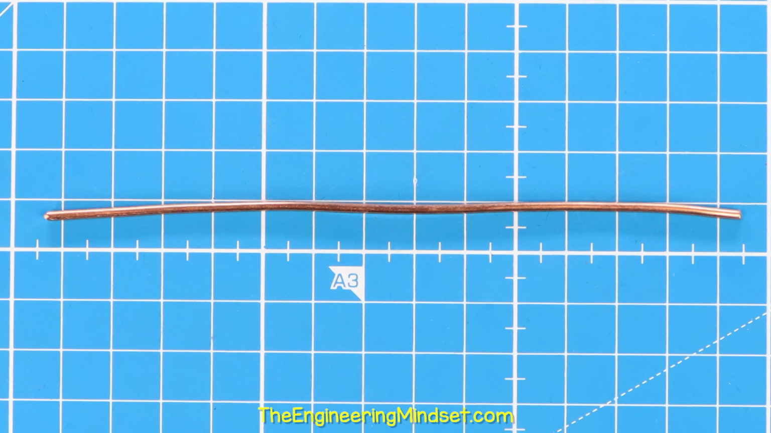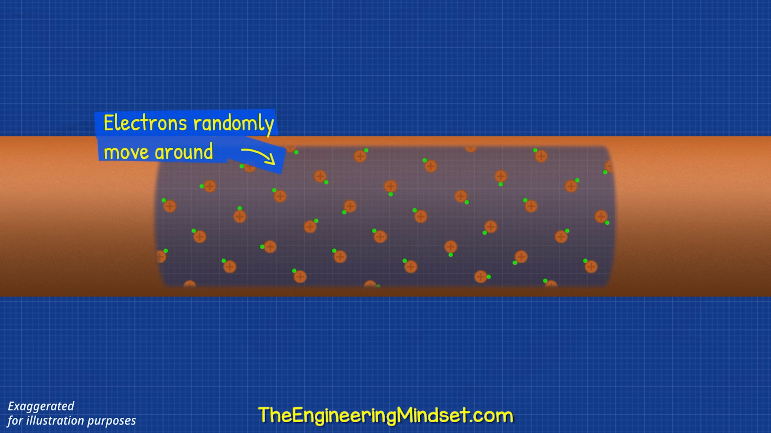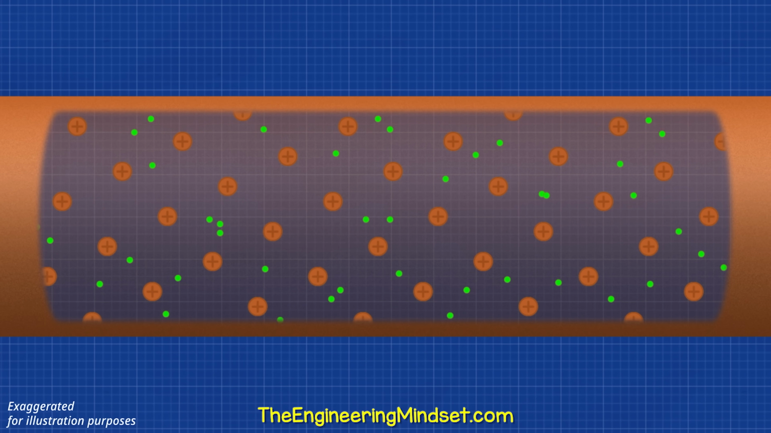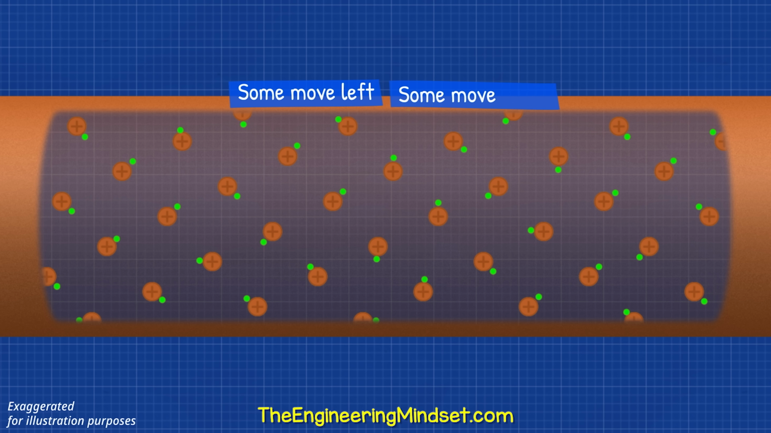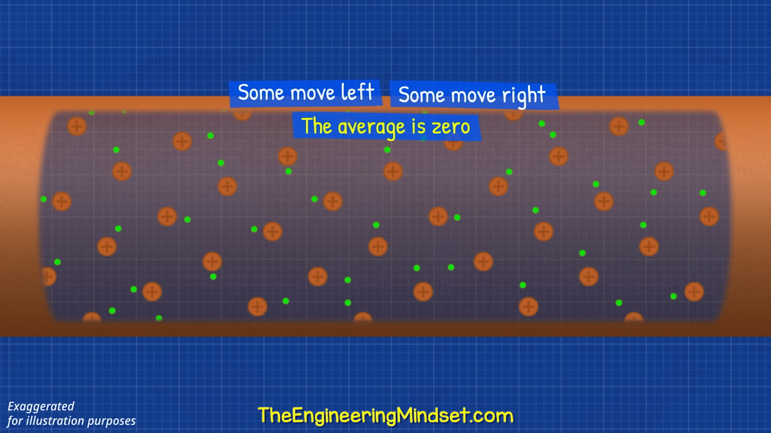Due to ambient thermal energy, these electrons will naturally move around. They are mobile, and they move randomly in any and all directions. These mobile electrons are bouncing off of atoms and ending up roughly where they started. While some move left, some move right, so the average is 0.